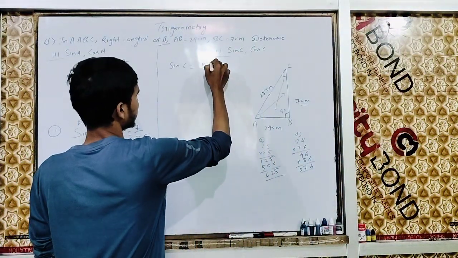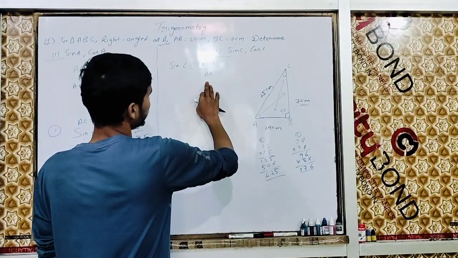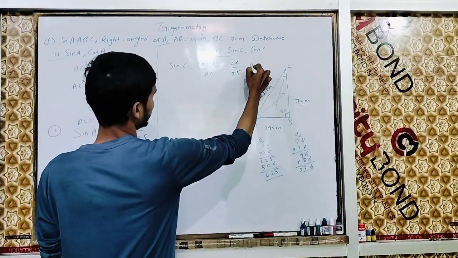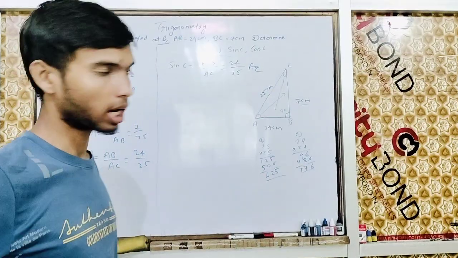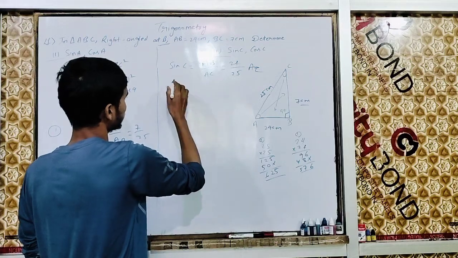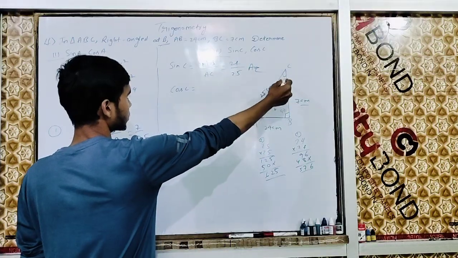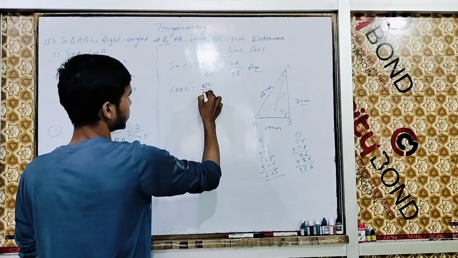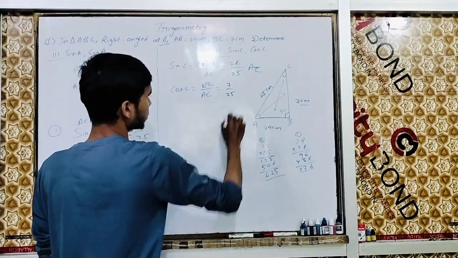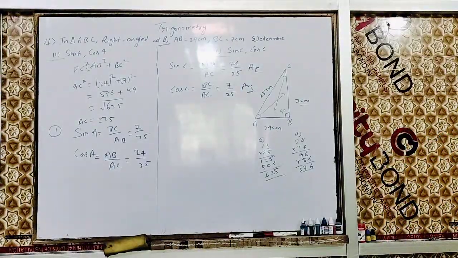So perpendicular is AB upon AC. Hypotenuse is fixed, you already know. So here AB is 24 and AC is 25. This is your answer, and ahead of this you can simplify it. Now next we have cos C. Cos C is nothing but base upon hypotenuse, BC upon AC. It is giving you 7 upon 25 centimeter. That's all, these are your answers.